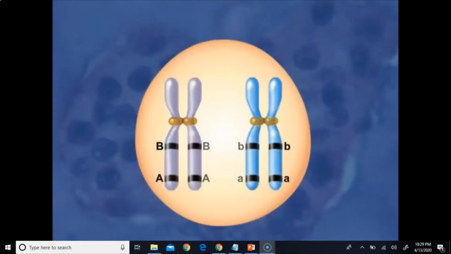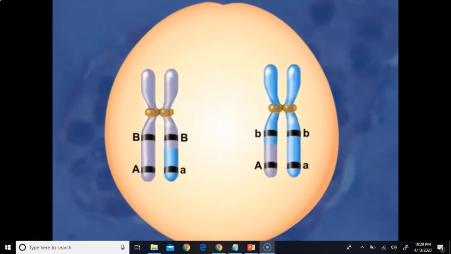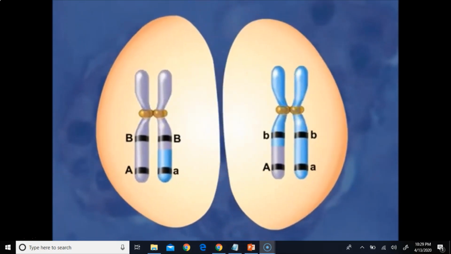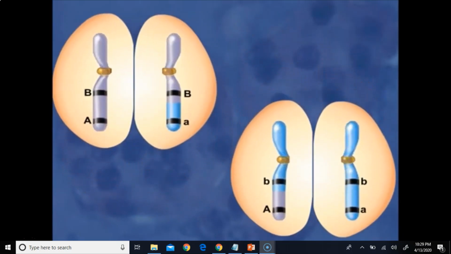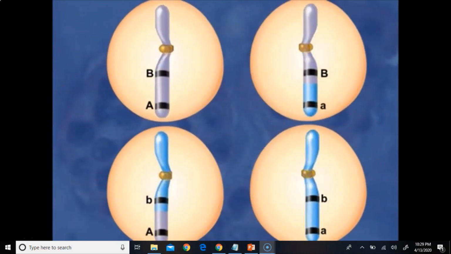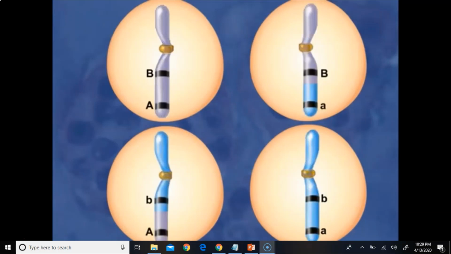Now, consider the case where there is crossing over in the region between the 2 genes. Since the crossing over is only between 2 individual chromatids, the possible haploid cells after meiosis have 4 different genetic combinations. 2 will come from the chromatids that did not participate in crossing over and thus will still have the parental combination of alleles, either capital A and capital B, or lowercase a and lowercase b. The other 2 will be recombinant, with either capital A and lowercase b, or lowercase a and capital B alleles. Thus, crossing over allows for the reassortment of linked genes.